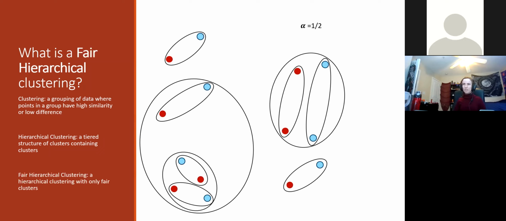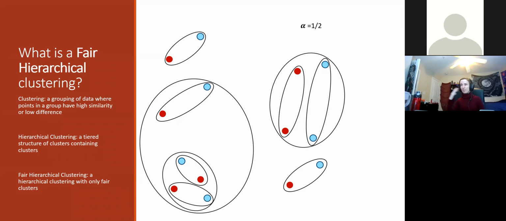Okay, obviously in this paper, we're considering fair hierarchical clustering. The definition of fair hierarchical clustering is pretty standard relative to the definition of fair clustering. You just extend it by saying a hierarchical clustering is fair if it contains only fair clusters at all levels of clusters.